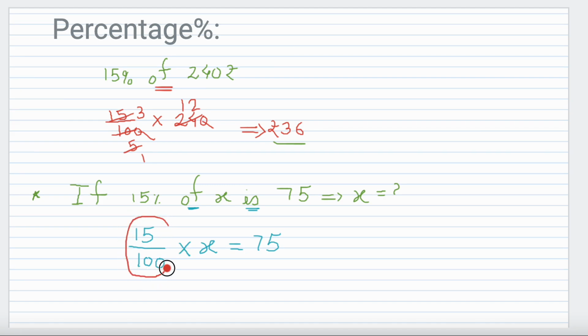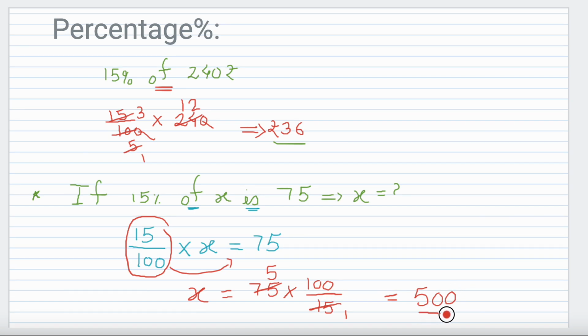Take this whole term to that side, so it will become its reciprocal. Okay, so you will get 75 multiplied by 100 upon 15. So now multiply: 15 ones and 15 5s are 75. So your answer will be, it is very simple, 500. So this is the method of converting percentage into number.